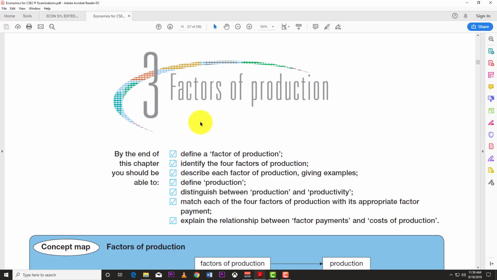So the economics for CSEC from Gopi, that's the one we're using. If you have that, you can pull it up and follow along, and so you can on your own be able to go back and study what was covered in this video.